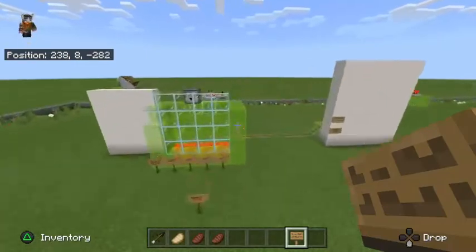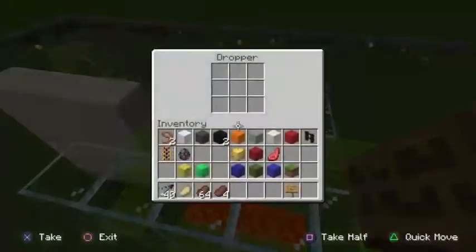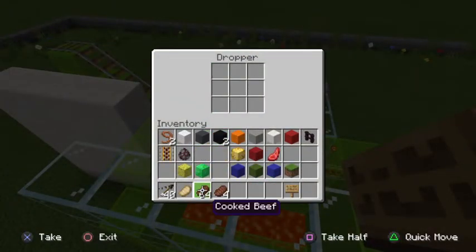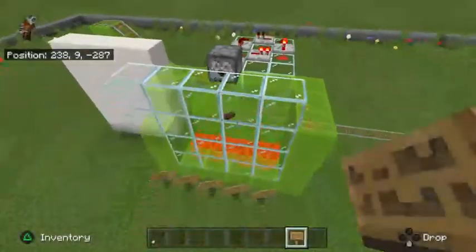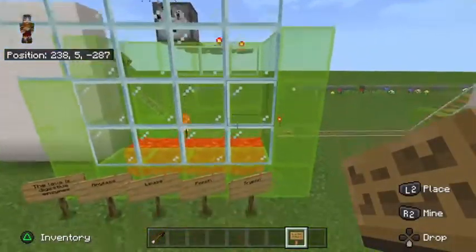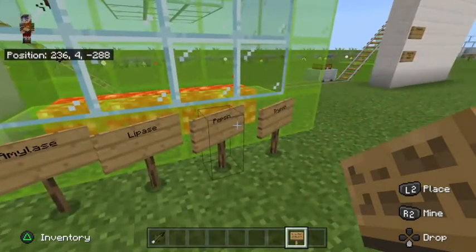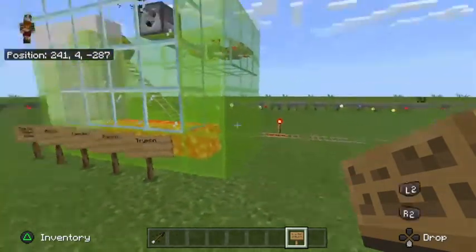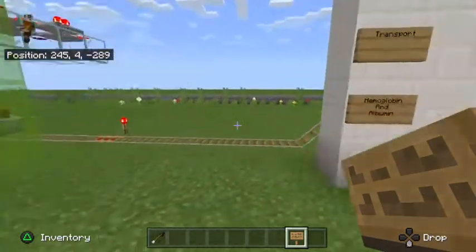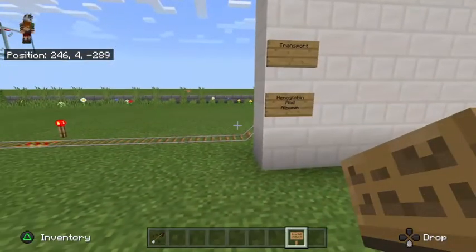So let's throw some food in here so we can see the digestive enzymes in action. As you can see, the food will fall into the digestive enzymes, which can be either all or some of these, which is then transported through the blood or the lymph by the hemoglobin.